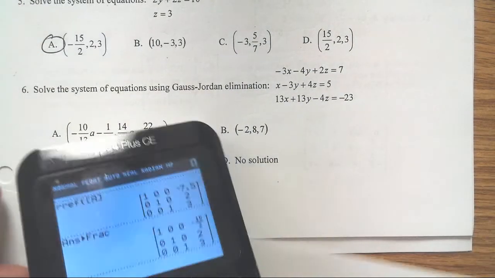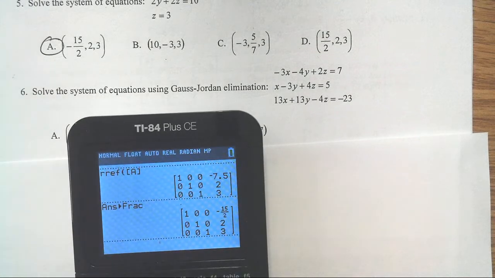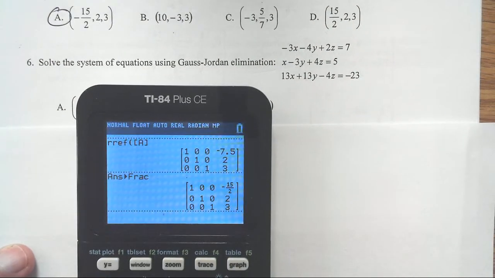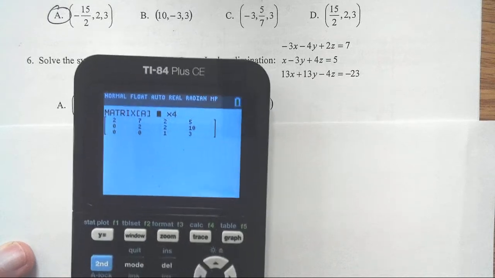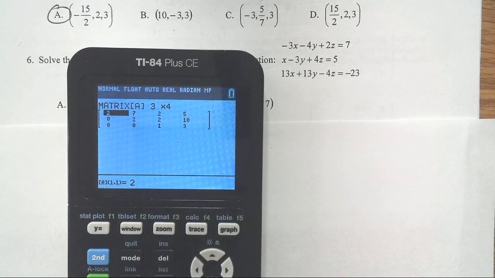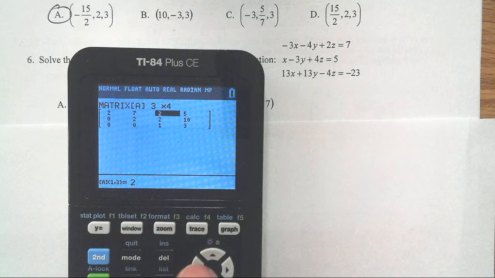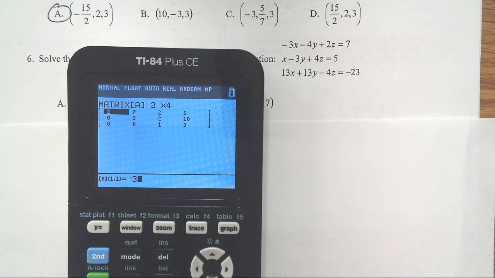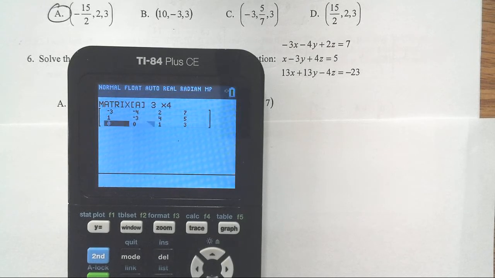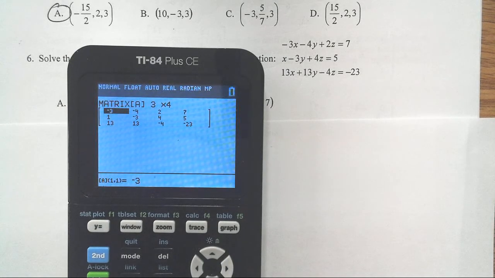And number 6, same. You got a 3 by 4. Use Gauss-Jordan. You do not have to do that by hand. You have your calculator with you at all times. So second matrix, edit my 3 by 4. Negative 3, negative 4, 2, 7. I'm going to check that as I go, and no wonder I checked it. Let's try that again. Negative 3, negative 4, 2, 7. Second equation, 1, negative 3, 4, 5. Third equation, 13, 13, negative 4, negative 23. Give one quick look to it all. And I believe we are in good shape there.